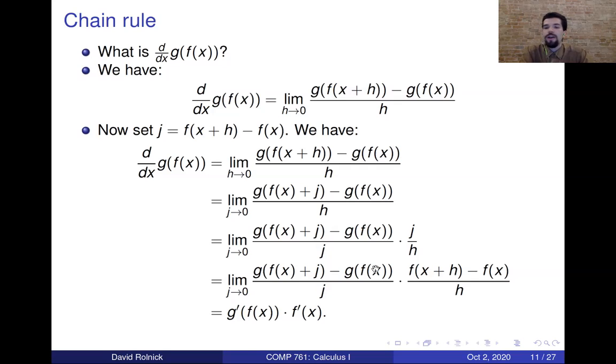Yeah, so really good question. I was just being sloppy here. You should probably write limit as j goes to 0, limit as h goes to 0 here. But since they're the same limit, basically.